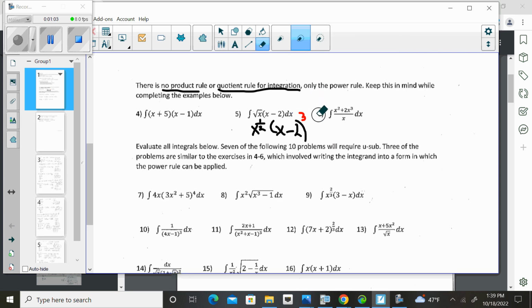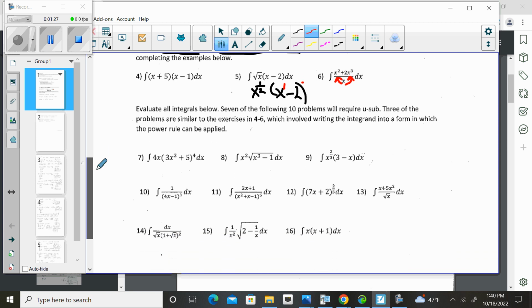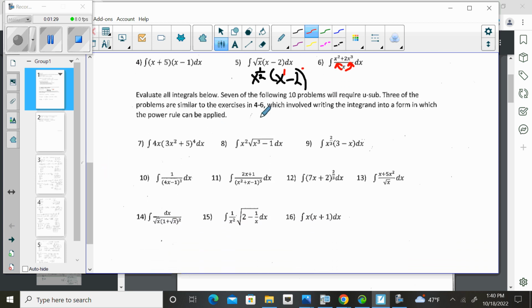But because there's no exponent, I can distribute the x to the 1/2, recalling that this is x to the first, okay? And then if I have a quotient, there is no quotient rule, which means I need to divide each term by the denominator. So coming down here, you are told to identify which of the following 10 problems will require use of substitution. 7 of them will, so that means there's 3 that don't.